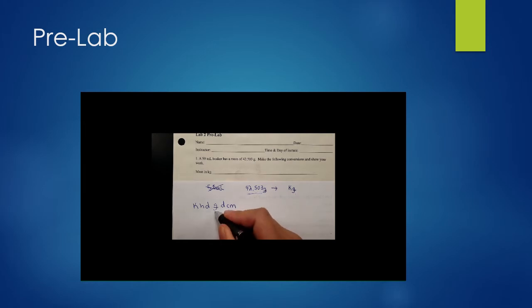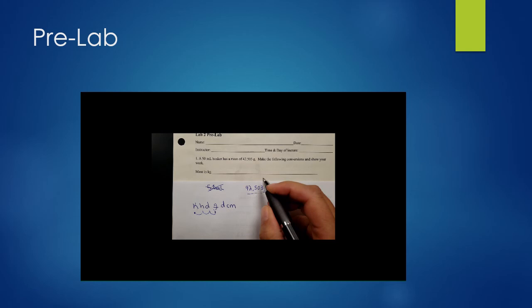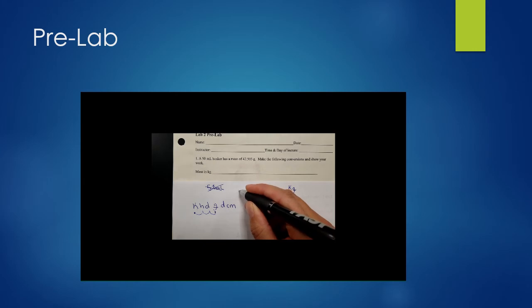Now we're starting at the G because that's what the original number given to us was in, 42.503 grams. And we want to go to the K. So start at the G, and to get to the K, we're going to move that decimal 1, 2, 3 times to the left. We're going to do the same thing to this number. Starting at the decimal, which is between the 2 and the 5, we're going to move it 3 times to the left. So 1, 2, 3. This is where our new decimal is, now that it's in kilograms.